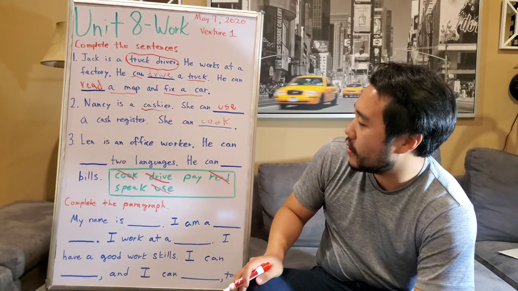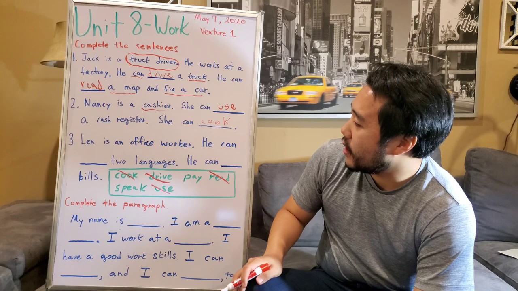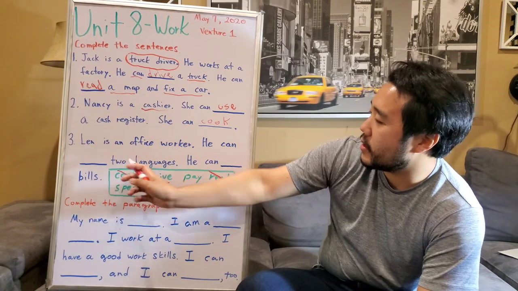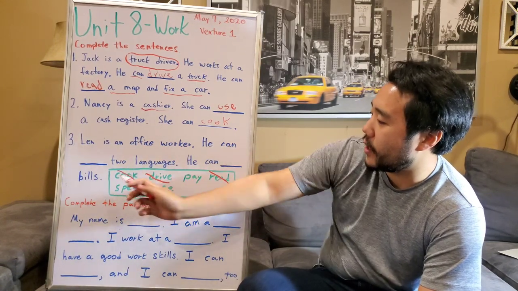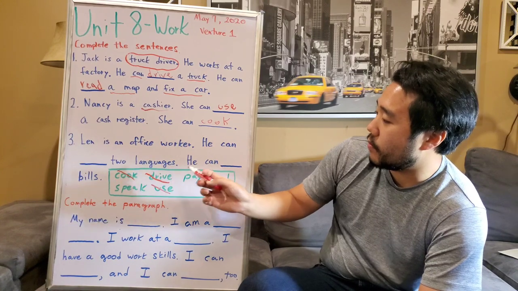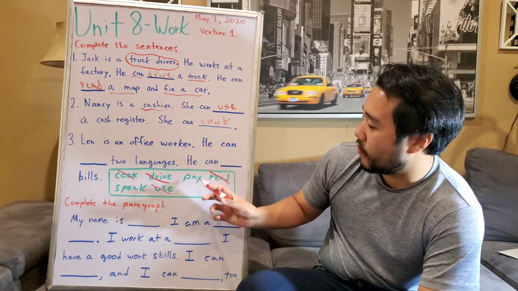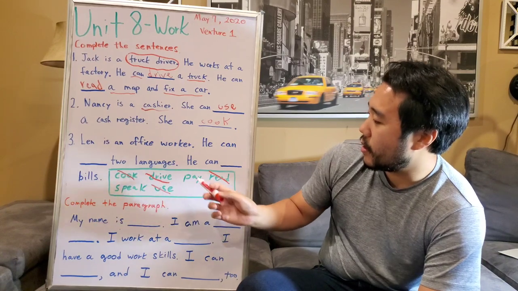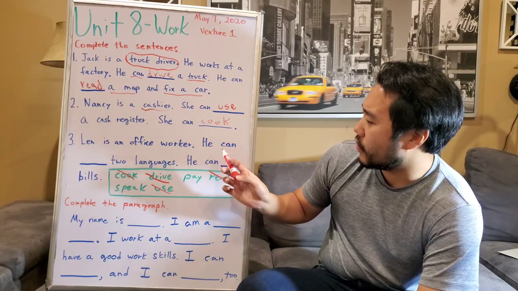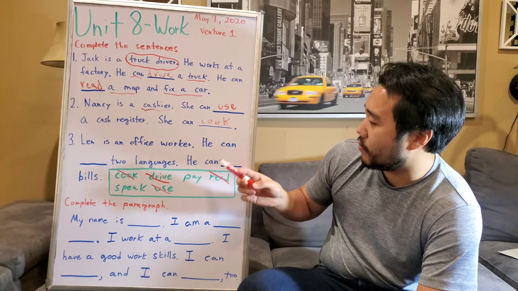She can cook. Number three. Len is an office worker. He can blank two languages. He can blank bills. So we have two verbs left. And perfect one, for the second sentence, he can blank two languages.